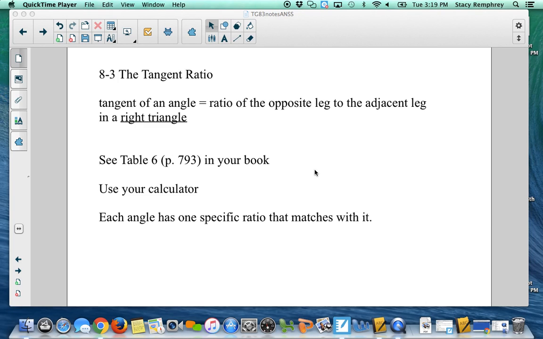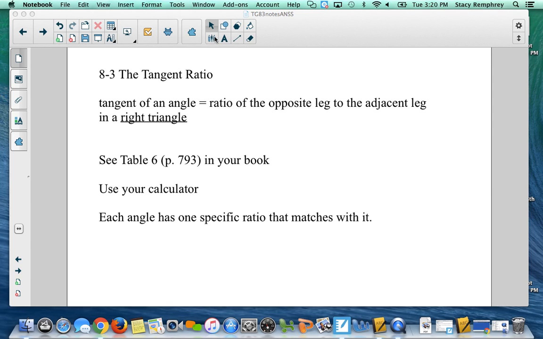Okay, today we're talking about 8.3, the tangent ratio. If you were in class, what we did is we created right triangles in GeoGebra. I gave you a certain angle measurement, and then you recorded the side opposite that angle and the side adjacent to that angle. And the adjacent side is never going to be the hypotenuse. We're actually going to get into that a little more in the next section.